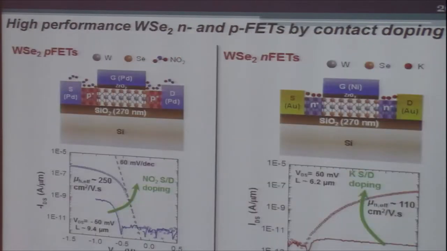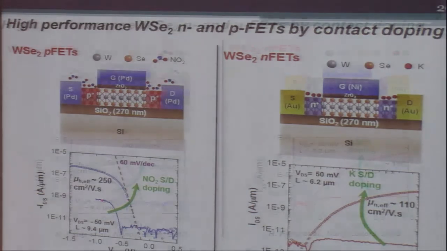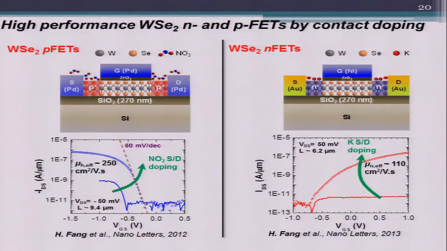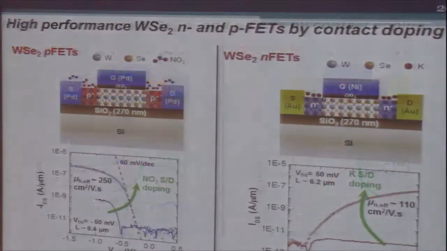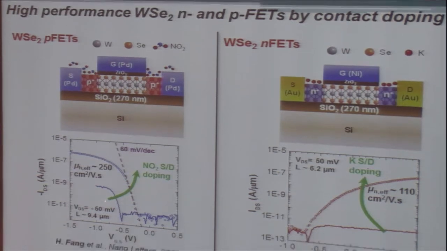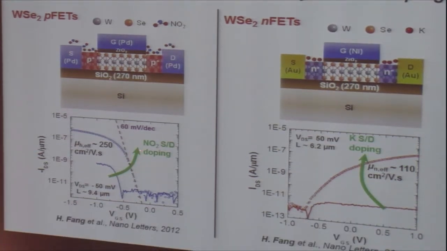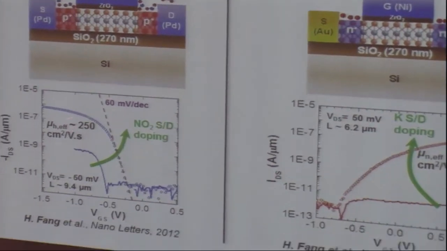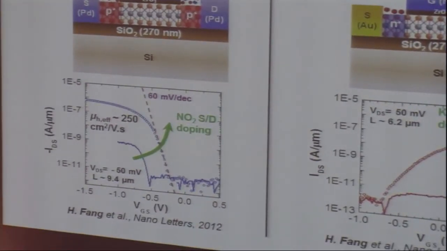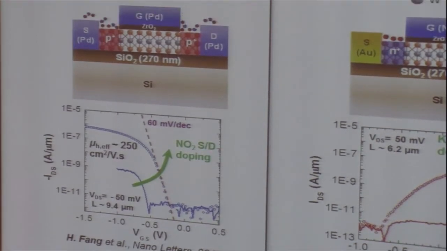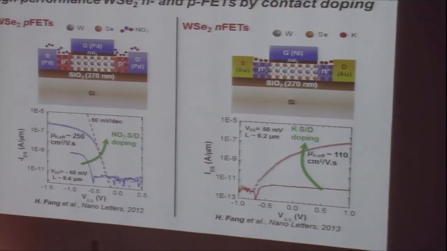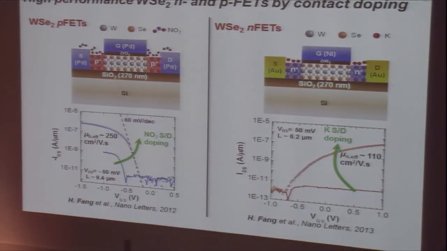And in this case, you can see that the as-made device, the IV characteristics looks like this. The current is low. If you extract the mobility, which is meaningless, it's very low. After you dope the contacts to P plus, you can now see that the on current goes up by a couple orders of magnitude. Mobility is 250 centimeter square per volt second. This is for P doping. Similarly, you can do potassium doping for N doping. And these materials indeed have high mobilities.